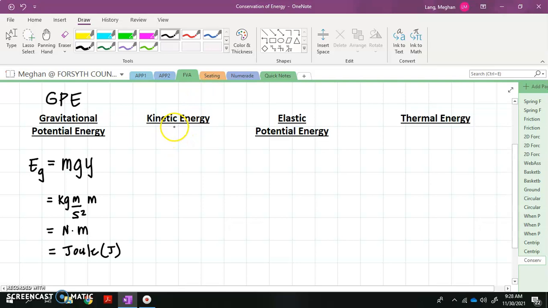Okay. So our kinetic energy is the energy an object has when it's in motion. So it has to be moving to have this kinetic energy. I'm going to label kinetic energy E sub K for kinetic energy.